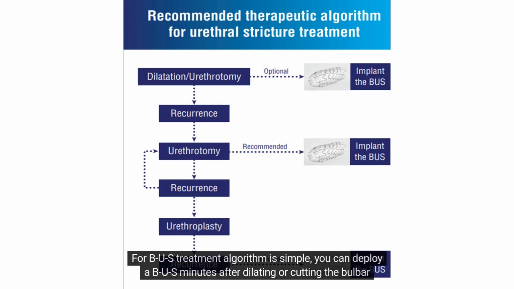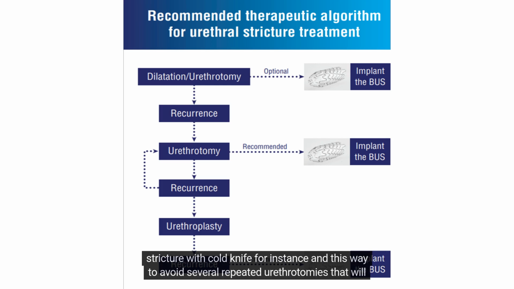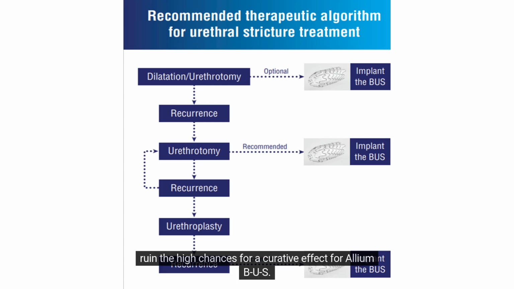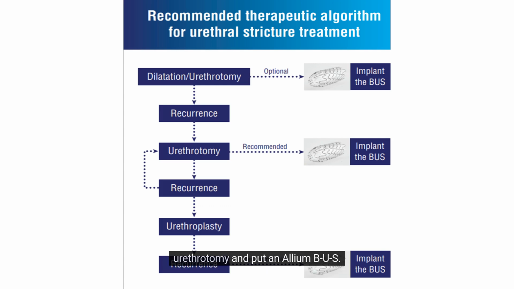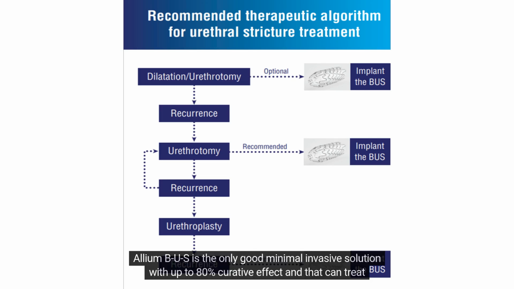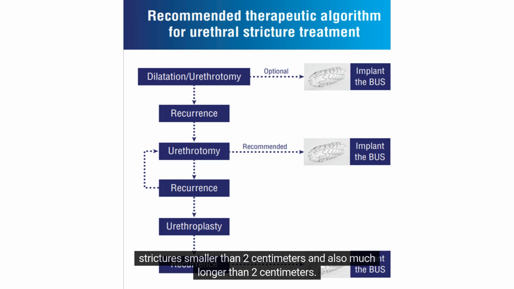For BUS, the treatment algorithm is simple. You can deploy a BUS minutes after dilating or cutting the bulbar stricture with a cold knife, for instance, and this way avoid several repeated urethrotomies that will ruin the high chances for a curative effect for Allium BUS. Second option is after recurrence of stricture post-urethrotomy. In this case, avoid repeating another urethrotomy and put an Allium BUS. Third option is after recurrence of stricture post-urethroplasty. Allium BUS is the only good minimally invasive solution with up to 80% curative effect, and that can treat strictures smaller than 2 centimeters and also much longer than 2 centimeters.